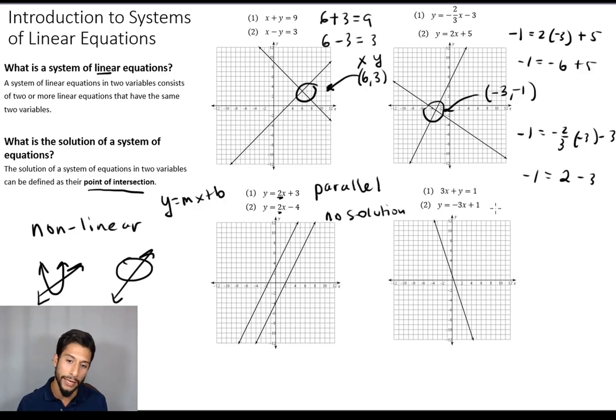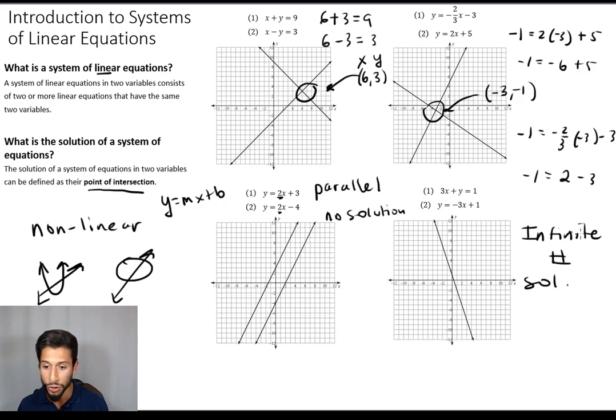This last example, which just looks like one line, is actually two lines, but it's the same line. So imagine if you just had the same line, one on top of the other. And if I ask you how many times does the same line intersect itself, I'd hope that you would say always. These two lines being the same always intersect, so we're going to say that it has an infinite number of solutions.